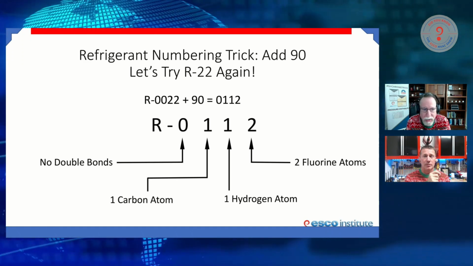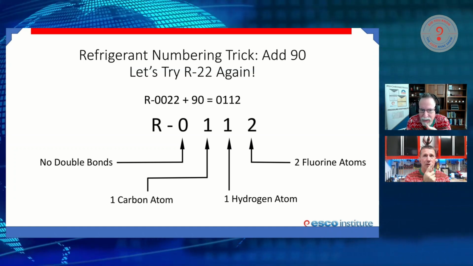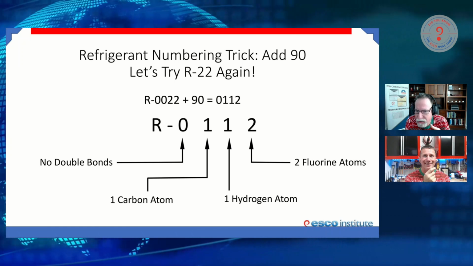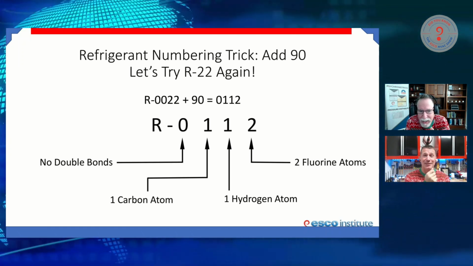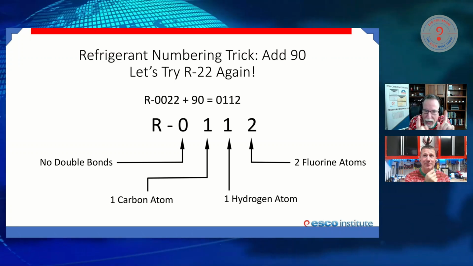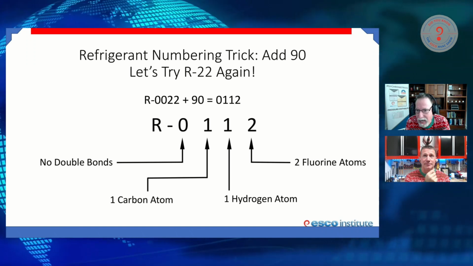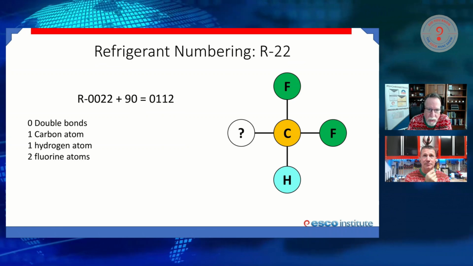The 0 on the left, no double bonds. The next number, 1 carbon atom. The next number, 1 hydrogen atom. The next number, 2 fluorine atoms. So now it's just double bonds, carbon, hydrogen, fluorine. Again, no chlorine in this number. Any open spaces we fill with chlorine.